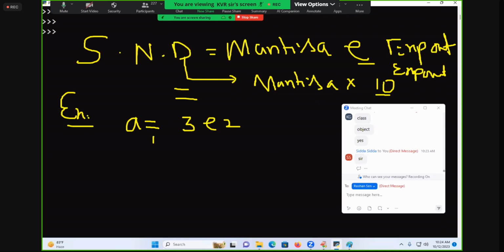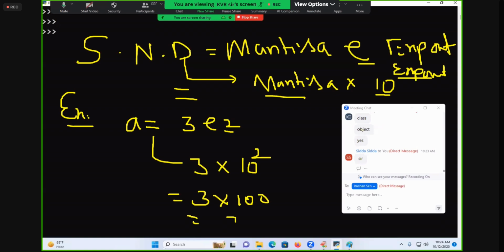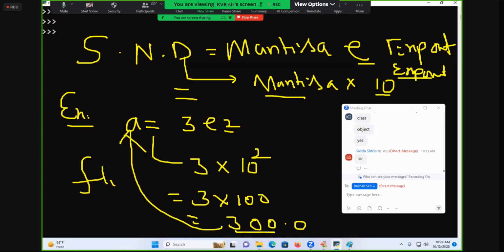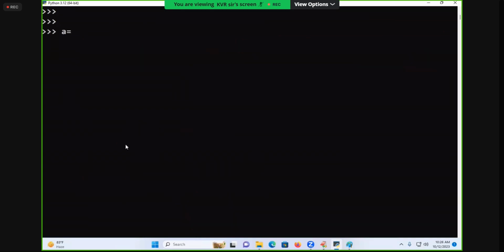Now tell me, students: mantissa 3 into, in place of E what do I write? 10, to the power of exponent. What is my exponent value? 3 into 100. What answer is coming? 300.0 will come. This is stored in A. Which type is it? Float type. Please look at A is equal to 3E2.